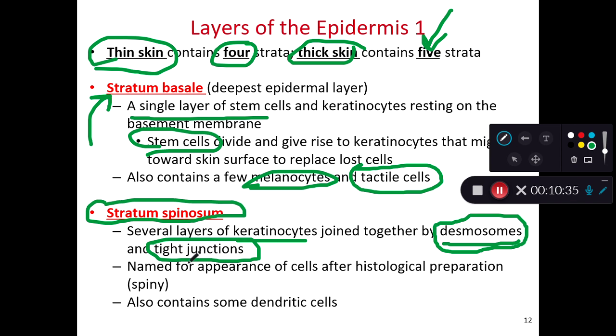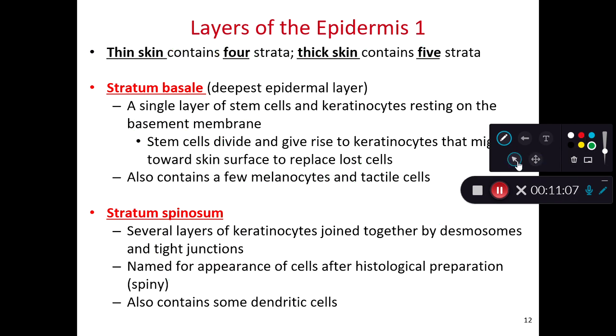It's called the stratum spinosum because some individuals believe that these cells have a spiny appearance in photomicrographs. I personally haven't seen this in over a decade of working with these cells, but if you talk to a histology buff, those individuals will probably disagree with me on that statement. There will be a few dendritic cells within the deeper layers of the stratum spinosum, but those dendritic cells are typically going to be concentrated within the stratum basale.